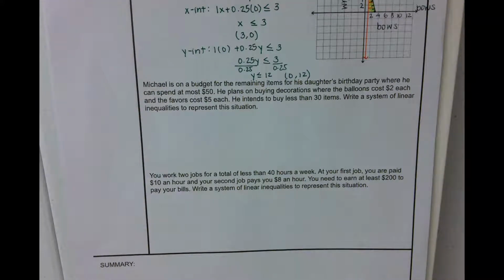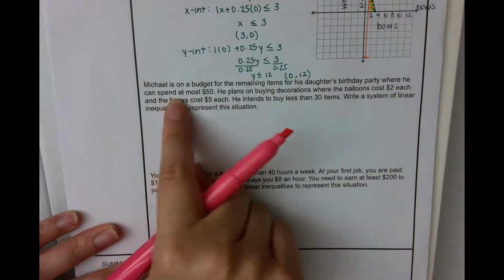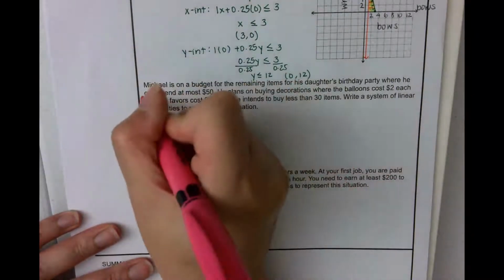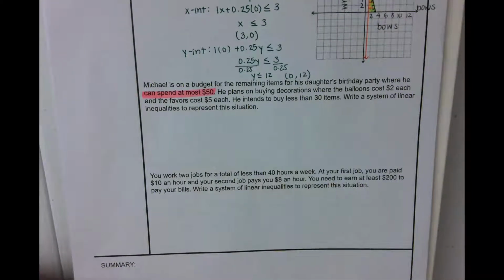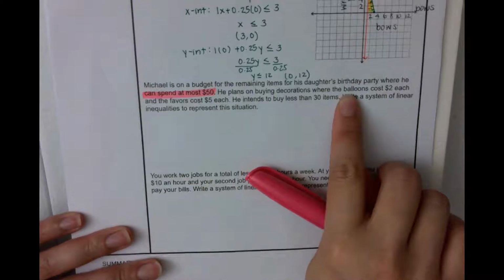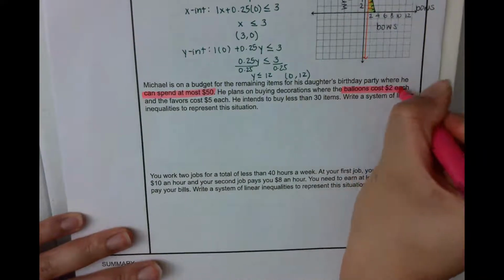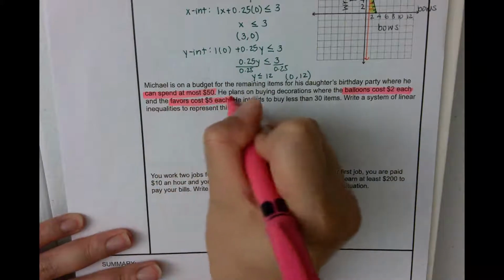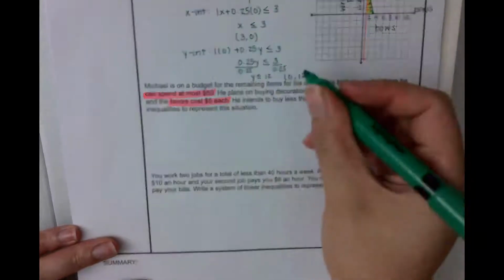So let's look at totals. On a budget, we know he can spend at most $50. So this is a total. Since this is talking about money, I need to see what he's going to spend money on. Here we find out that he's going to spend money on balloons and favors. We know that balloons cost $2 each and favors cost $5 each. Then the other total I see is that he intends to buy less than 30 items. So that's another total.